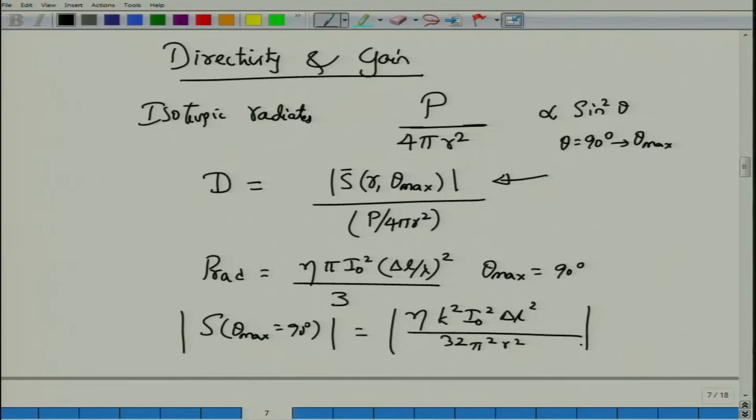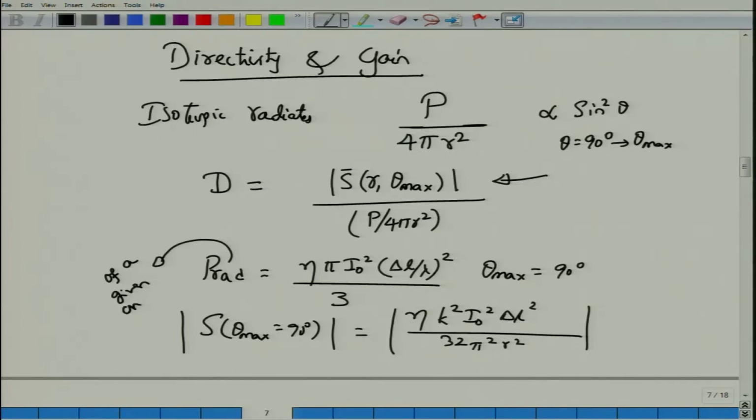Okay. Now the denominator of P by 4 pi r square actually has to be obtained by first considering the radiated power of a given antenna. So you know what is the antenna whose directivity that you are measuring. For that antenna you find out what is the total radiated power.